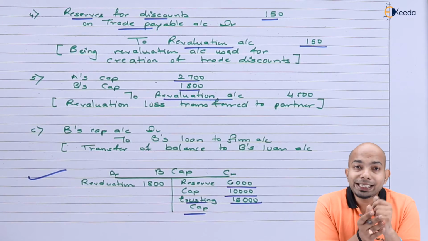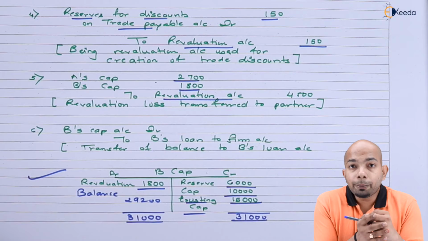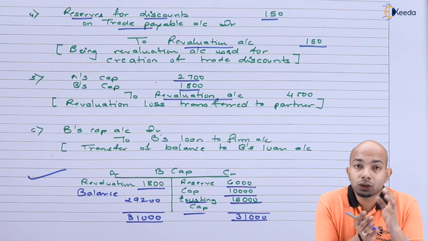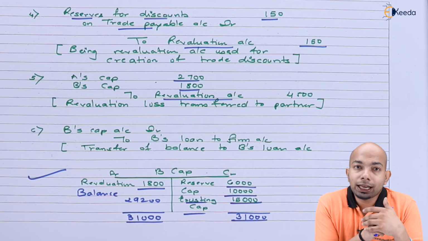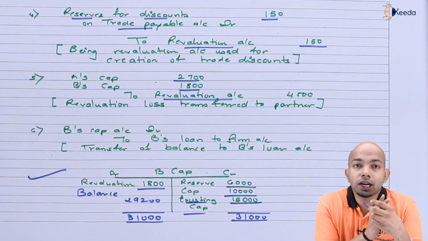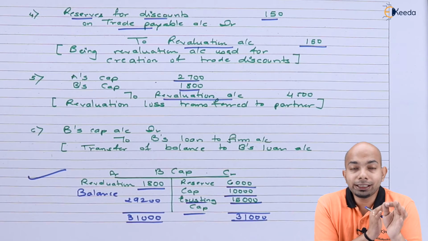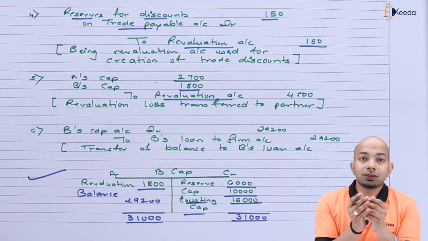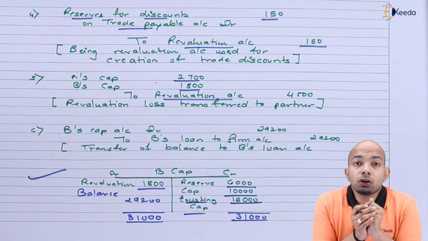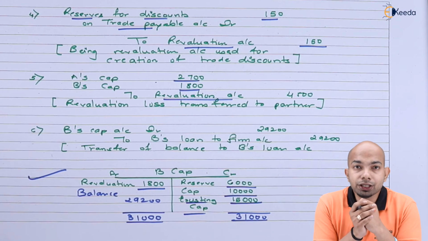And after that, B's capital account has been debited only for the revaluation transfer. So the total of B's capital account is 31,000 on the credit side, out of which the debit of 1,800 will be done, and the balance, that is 29,200, will be B's final amount, which will be either taken out by B or kept as a loan to the firm. So this is how the balance sheet can be prepared using these details. Now let's go ahead and prepare the balance sheet further.